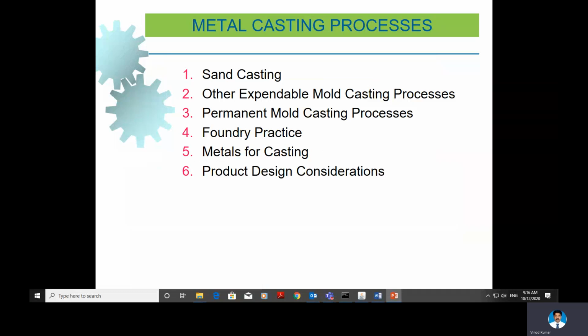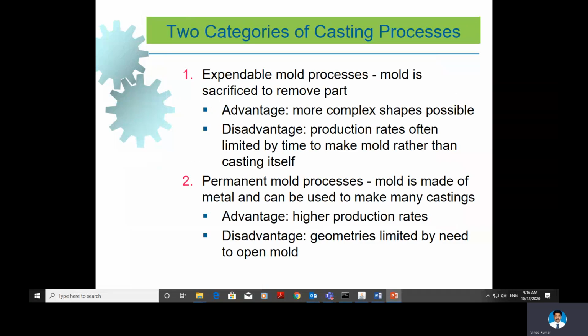Expandable mold casting process. Mold is sacrificed to remove part. This we already explained in our previous lecture: expandable mold casting process means we are using the mold only once. After the casting process, we have to break the mold and then take out the product. That means the mold is sacrificed to remove the part. Only once we can use it.